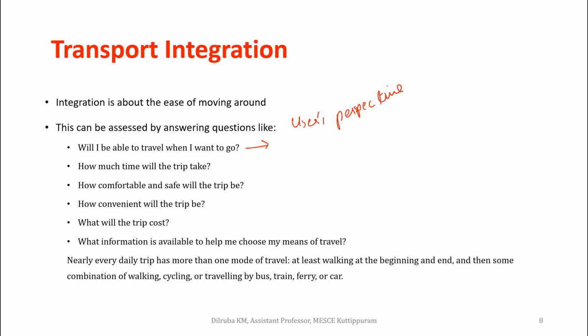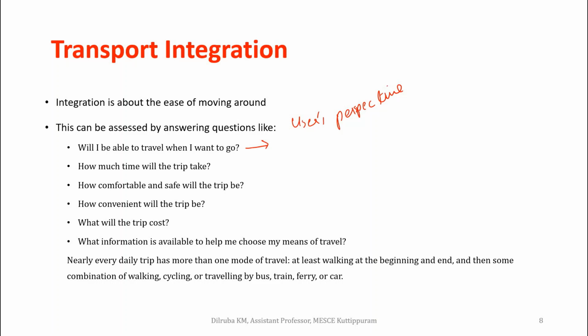If the transport system is so efficient, the integration of transportation will also be so efficient, so that all the answers will be positive for us. So nearly every daily trip has more than one mode of travel. At least we walk at the beginning and end of each trip, and then some combination of walking, cycling, traveling by bus, train, ferry, or car. This kind of transportation is known as integration of transportation modes.